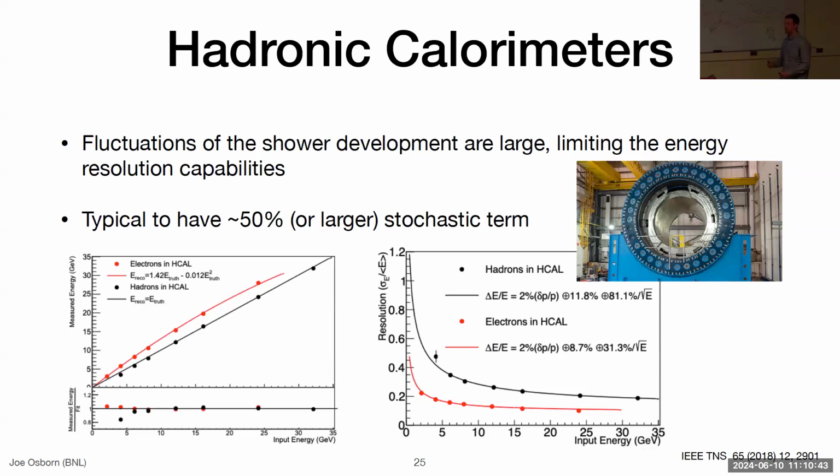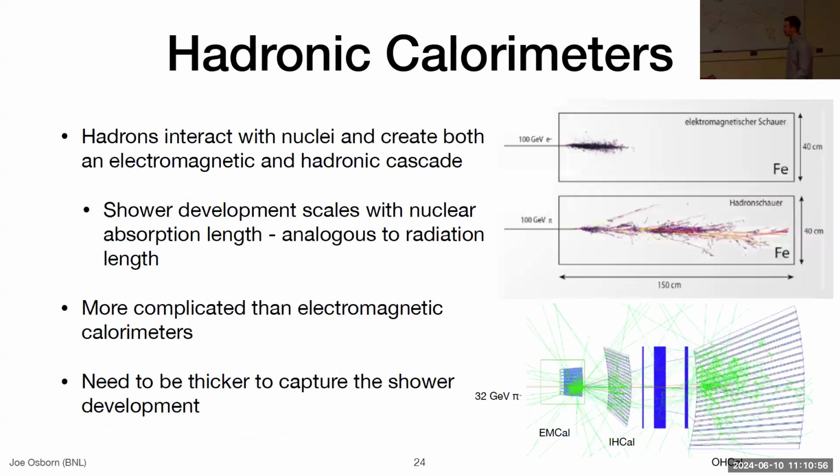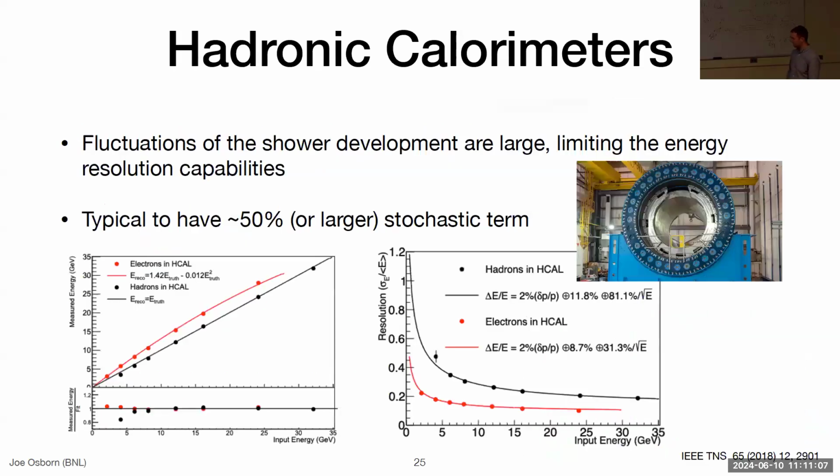If you remember from some slides ago, I mentioned that the stochastic term is basically entirely dependent on the fluctuations of the shower development. So if you go back a page, you can see that in these types of showers, you could have huge fluctuations that would be very non-trivial to even model, let alone to fully capture. So in general, our stochastic term is much larger in hadronic calorimeters than it is in electromagnetic calorimeters, of order 50% or even larger. 50% is quite good for a hadronic calorimeter.